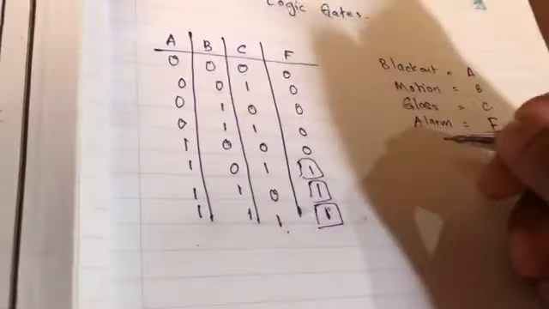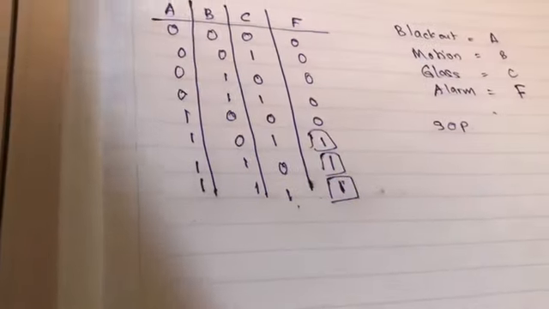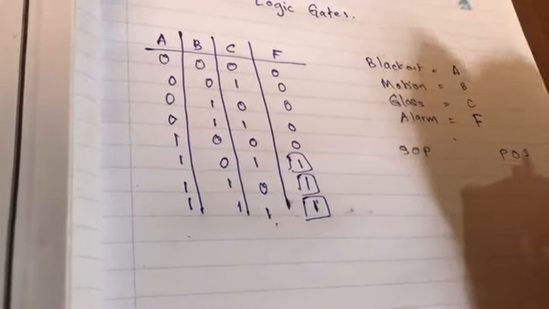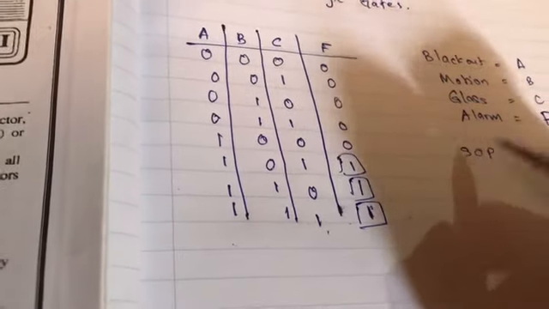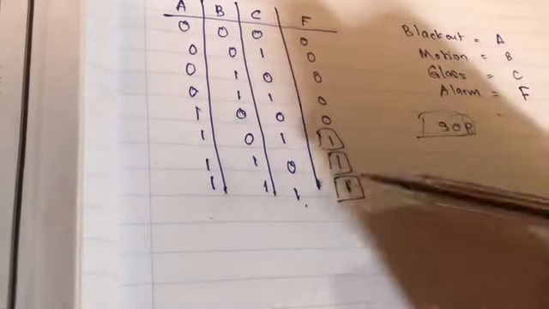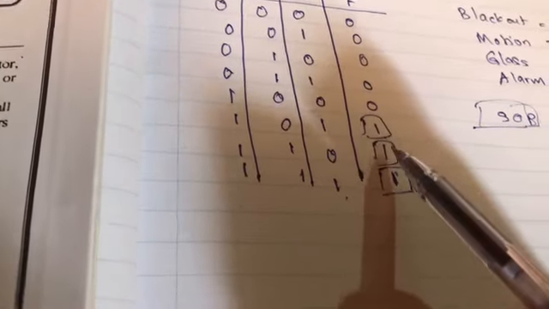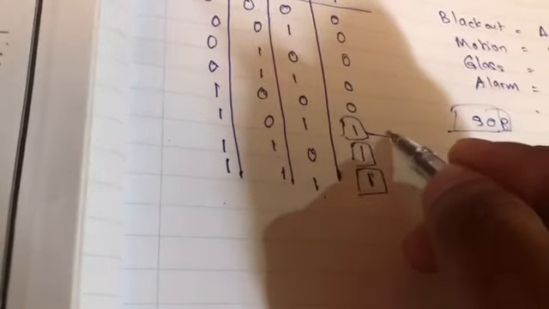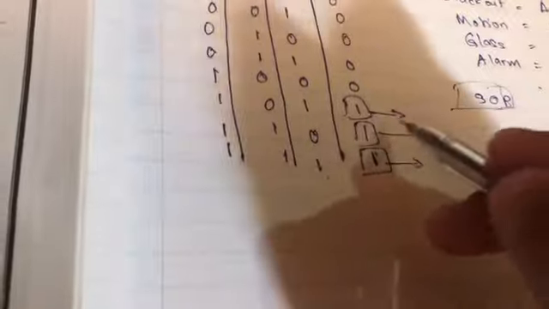I'm doing this as SOP, sum of products. If you're doing it the POS way, you'll be taking into consideration the zeros. Most of the time it's SOP that we have to do because that's the easiest way, so we'll be doing it in SOP. So we have to mark the ones that are actually active. You mark those and put an arrow on that, and then write down what these things actually mean.